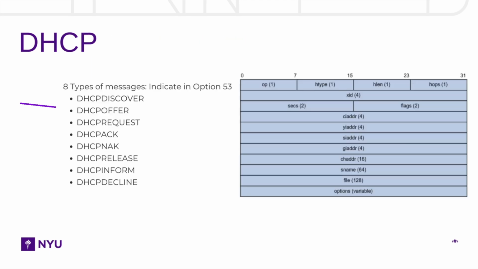For the DHCP layer, our class can successfully analyze all the information contained in a DHCP message, as well as successfully decode the 8 types of messages contained in option 53. Now, let's watch a demonstration presented by Kecen.